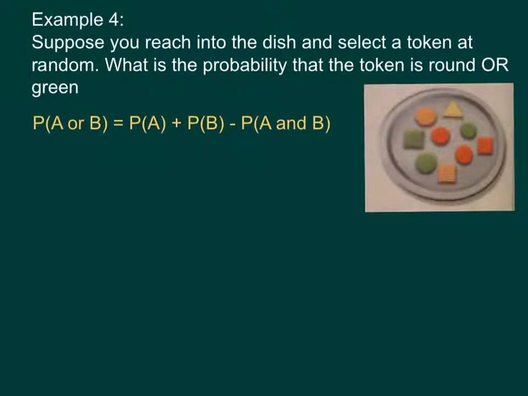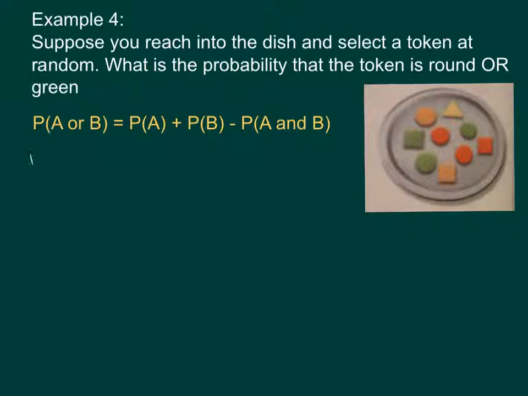Suppose you reach into this dish and select a token at random. I want to know what is the probability that the token is round or it is green. And in yellow right here, I have the formula stated. What we do with the word "or" is we're adding them together, but we're taking away any of the overlap because we don't want to count something twice.